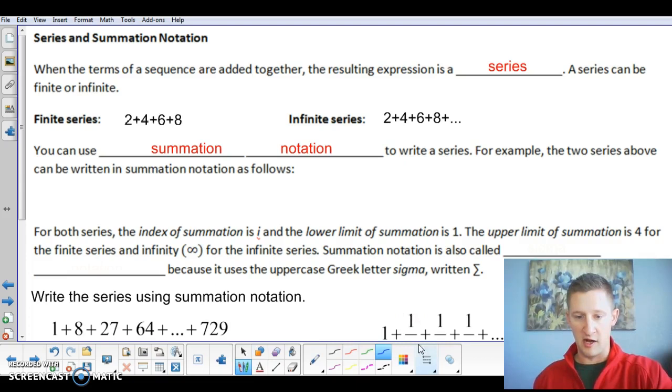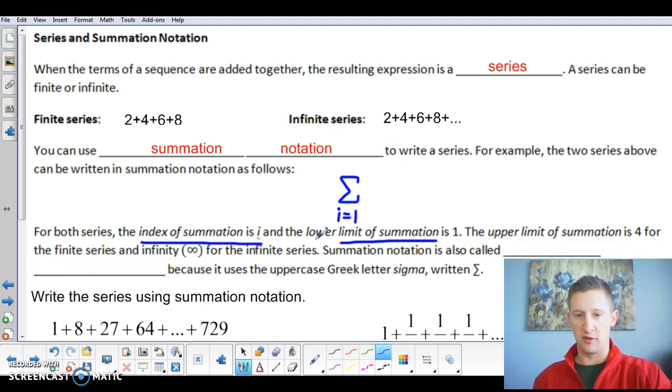So we'll write that out. Here's what it looks like. We're going to draw a Greek letter sigma. It's kind of like a really sharp or crooked E. Now on the bottom of it, we're going to put i is equal to 1. We're saying this is the index of summation. As it says here, the index of summation is i. The lower limit of summation is 1.